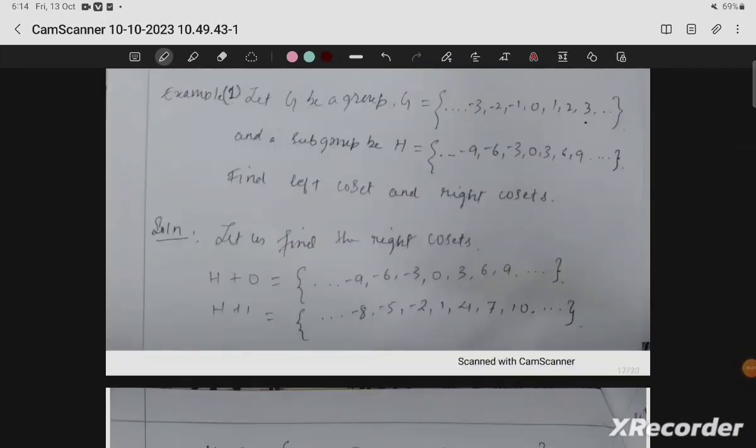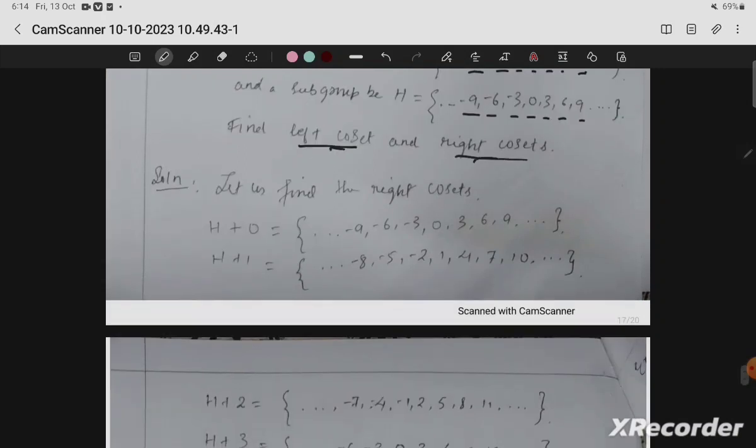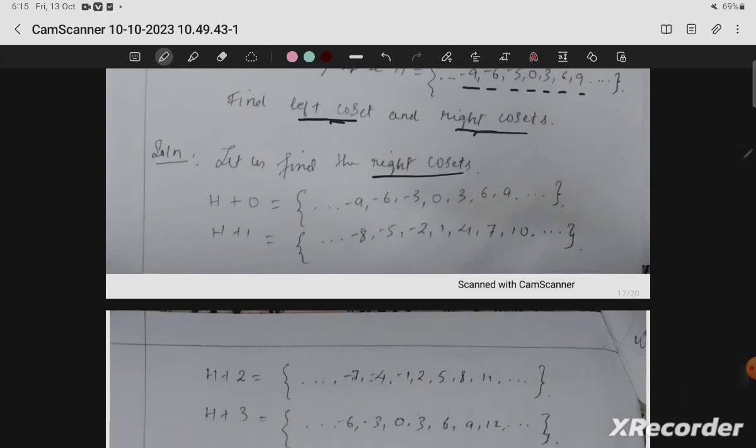Now the next question is: let G be a group given by minus 3, minus 2, minus 1, 0, 1, 2, 3, and so on, and H be a subgroup given by minus 9, minus 6, minus 3, 0, 3, 6, 9. Then find the left coset and right coset. The question is very simple. We are just asked to find the left coset and right coset. Here we will use addition as the operator. Now let us find the right cosets.